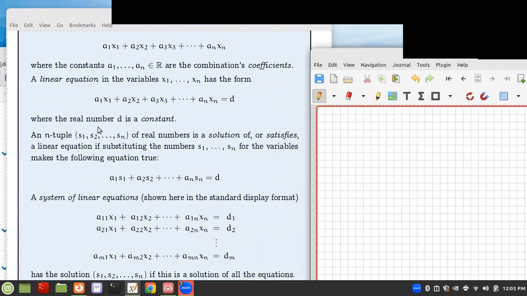So if I put in S1 for X1, S2 for X2, S3 for X3 and Sn for Xn, if I make those choices, this is a solution if this is a true equation. So these are the choices I can make.